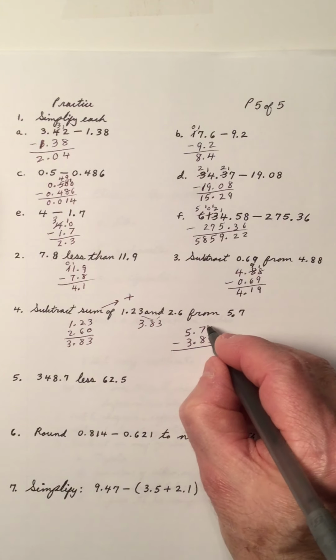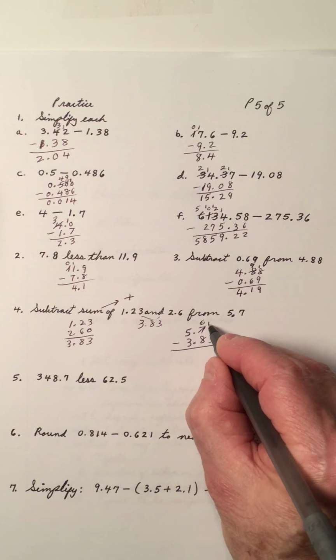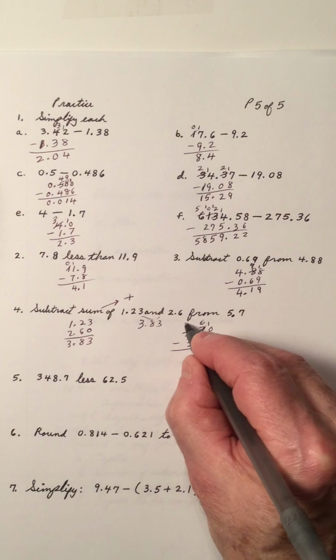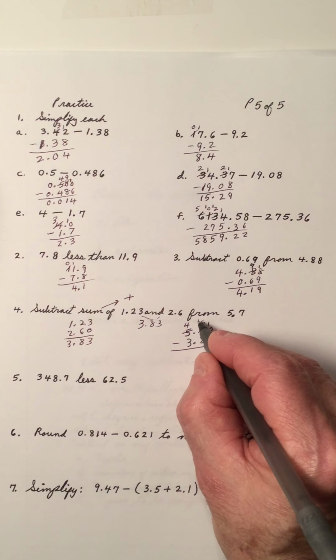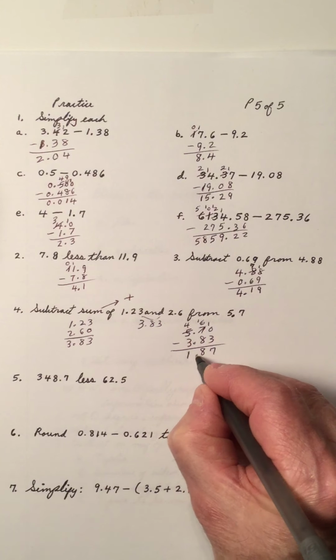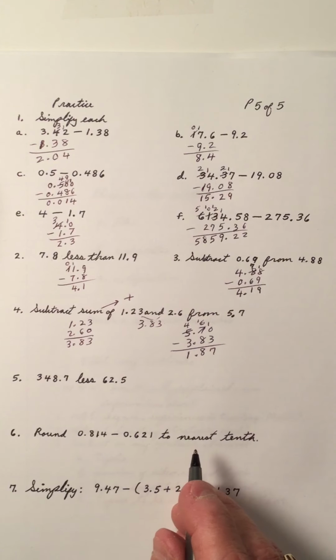Again, notice the order is reversed. Put a 0 there. Can't subtract. That's a 6 and that's a 10. 10 subtract 3 is 7. 6 subtract 8 can't do it. That's a 4. That becomes a 16. 16 subtract 8 is 8. 4 subtract 3 is 1. So it's 1.87.